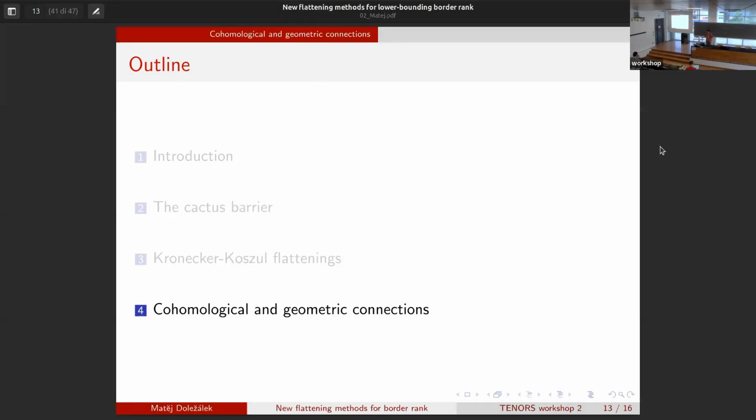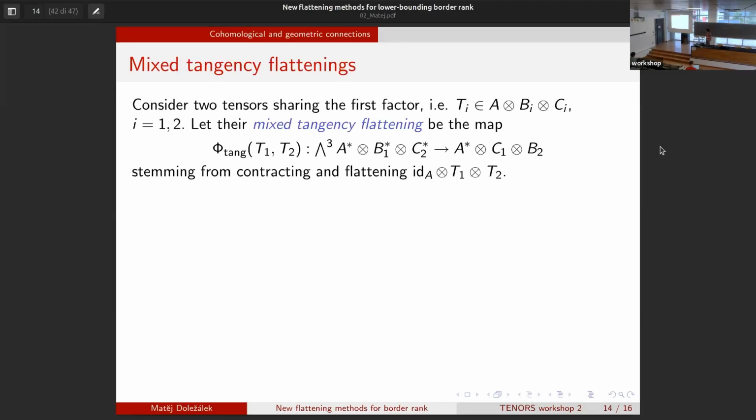Lastly, I want to pay a debt. I want to justify the name tangency flattening. And this leads me to some connections to some homological and geometric data. So let me introduce one last thing. This is the mixed tangency flattening. It's essentially just like the tangency flattening, but instead of taking a second tensor power of a tensor, I just say that there were actually 2 distinct tensors and I tensor them together. The only thing I demand is that they share the first factor of where they live, because otherwise, the wedging wouldn't even make sense.